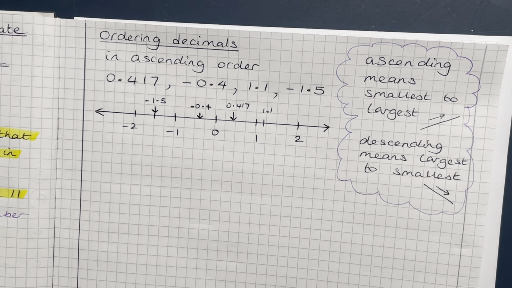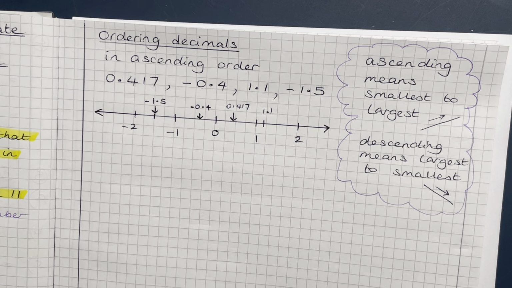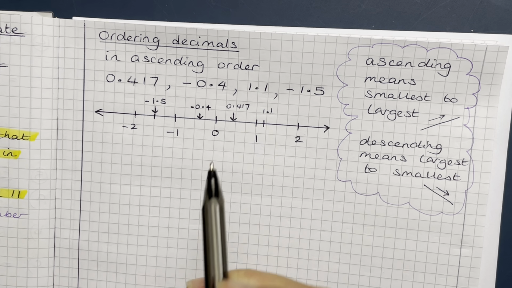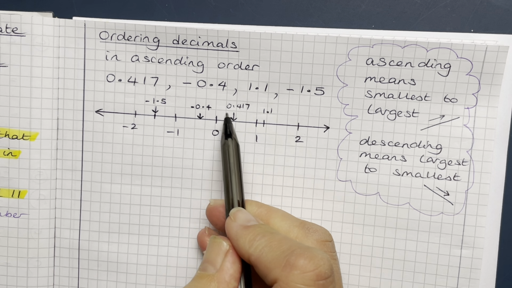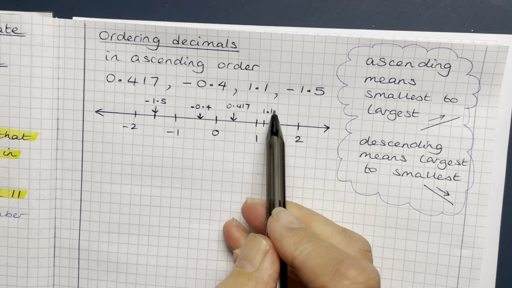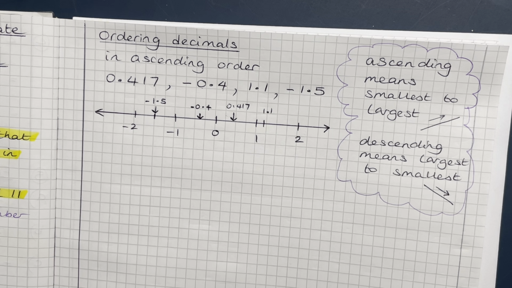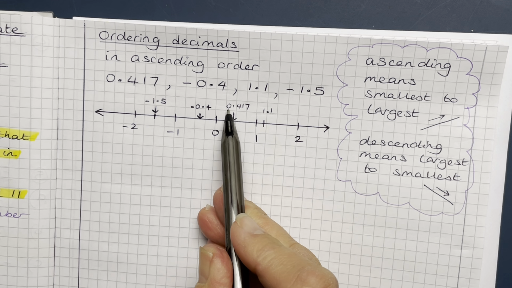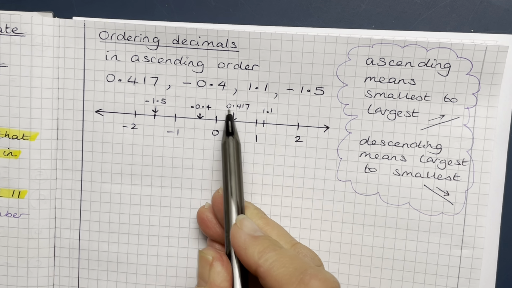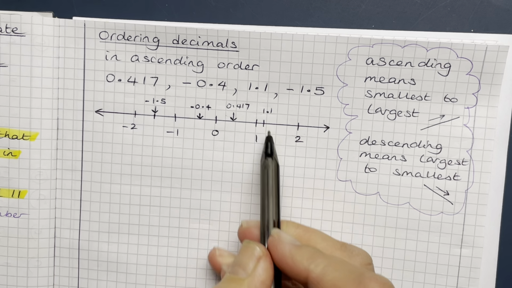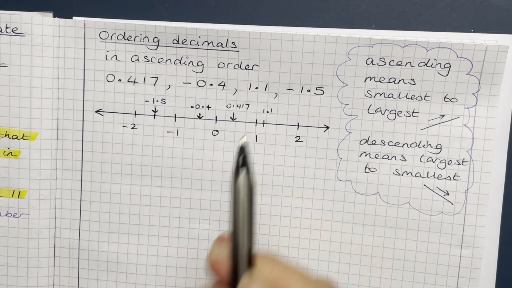Now, the advantage of using a number line is twofold. Firstly, it helps you see that this number, just because it's got more digits in it, isn't larger than this number. Remember, when we're comparing decimals, we always want to work from left to right and look at the column furthest to the left first, because that's the largest part of the number. So the 0 here is clearly less than the 1 here.